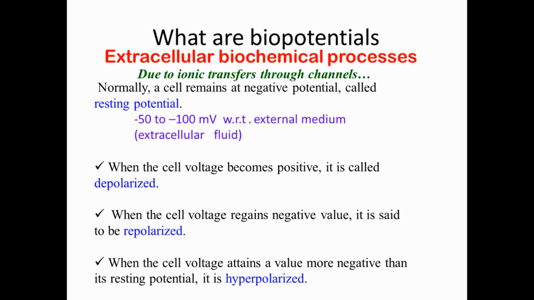Now, when the cell voltage regains a negative value, again we call it repolarization. It is repolarized. And when the cell voltage is more negative than its normal resting potential, it is called hyperpolarized, more negative. It also happens under certain conditions. Okay, hyperpolarized. So the main thing is polarization and depolarization.